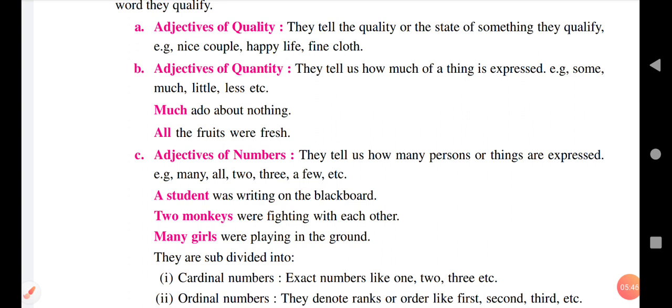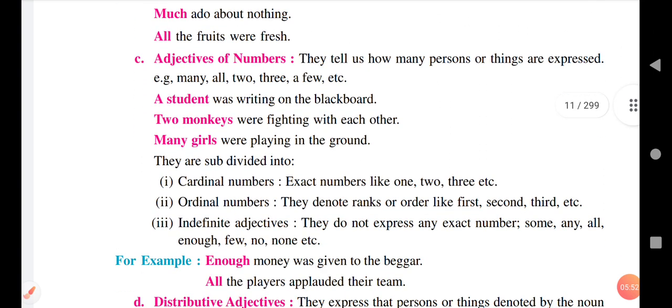A student was writing on the blackboard. Two monkeys were fighting with each other. Many girls were playing in the ground. They are subdivided into: number 1, cardinal numbers, exact numbers like 1, 2, 3, etc. Number 2, ordinal numbers. They denote ranks or order like first, second, third, etc.